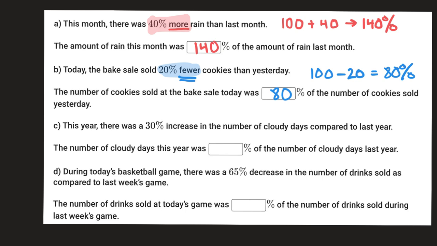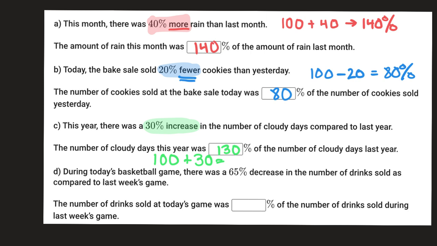Okay, this next one. This year, there was a 30% increase. So that means more, adding. There's a 30% increase in the number of cloudy days compared to last year. The number of cloudy days this year is what percent of the cloudy days last year? So if last year was 100%, we are increasing last year's by 30%. So that is 130%.